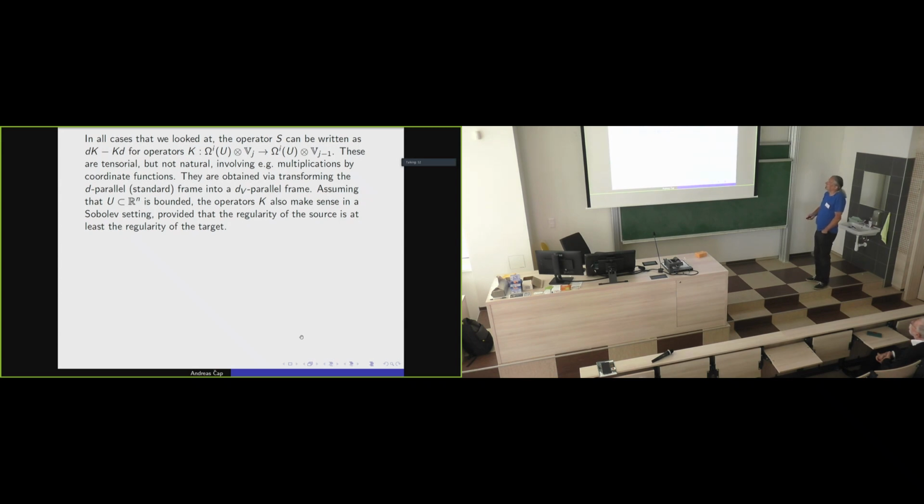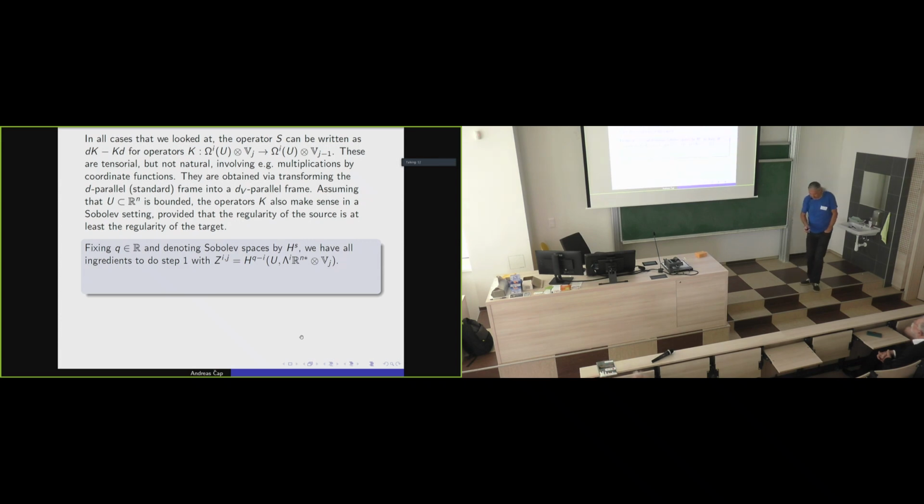Now, I should say these operators are not natural, so they are tensorial but not natural, and they typically involve multiplications by coordinate functions, which is slightly tricky for Sobolev purposes. Fortunately, elasticity people like to work with finite volumes, so if we take a bounded open subset in Rn, then these multiplication operators make sense in a Sobolev setting without problems because the coordinate functions are bounded and smooth. So they are well defined provided that the regularity of the source is the same as the regularity of the target, which means that in the row above we need at least the same regularity as in the row we are given. Now we can fix some Q in R, and we denote Sobolev spaces by HS, for Sobolev index S.